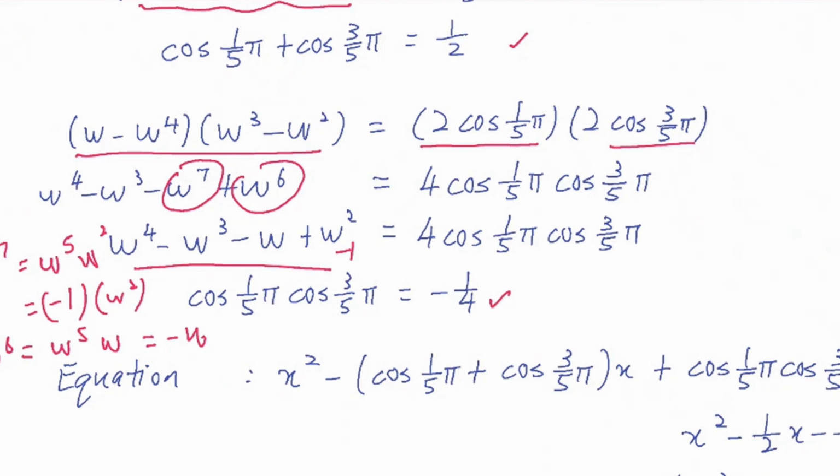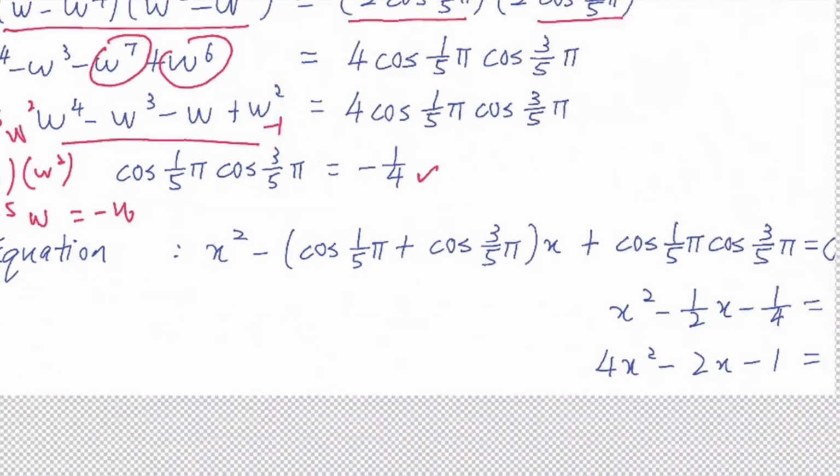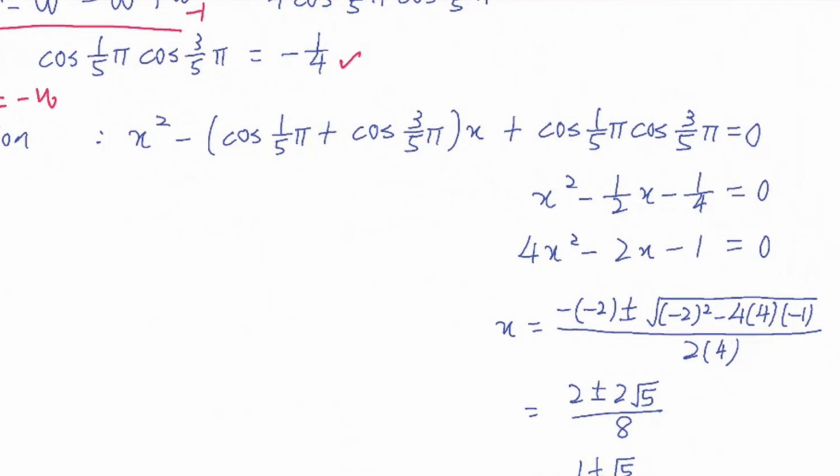After that, we want to find the quadratic equation which has these roots and deduce the value of cos 1/5 π. The equation to form it is x squared minus the sum of roots times x plus the product of roots.